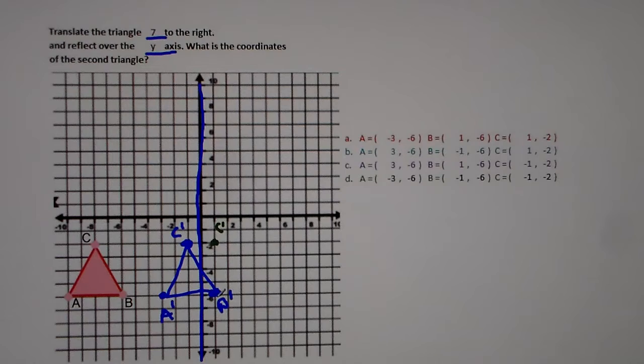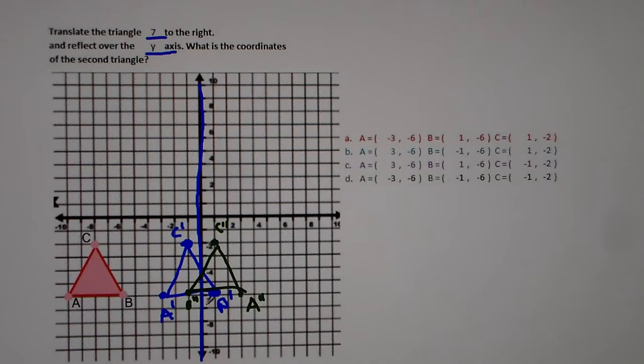Now B prime is 1 to the right, so 1 to the left is our B double prime. Sorry, that's C double prime, and that's A double prime. Or B double prime. A double prime, well, A prime is 3 to the left, so we go 3 to the right. And right there is A double prime. Connect them up, like that. And our green triangle is our answer.